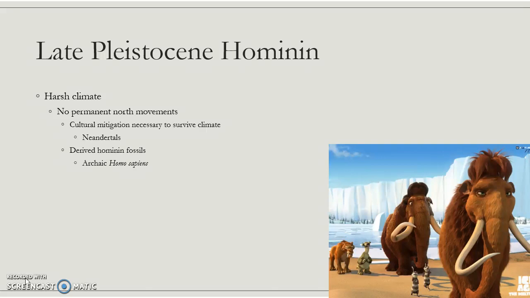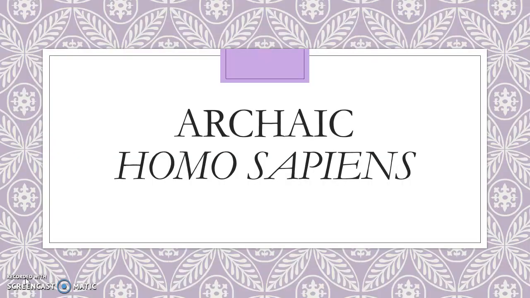Another thing that we see during this period is more derived hominin fossils. So ancestral is old, derived means it doesn't look like anything that is old. So we classify this period of hominin as Archaic Homo sapiens. This is a little bit confusing because it makes it sound like they were us, but they're us from a long time ago. But actually, morphologically, these are different fossils from what are us. We are modern Homo sapiens.